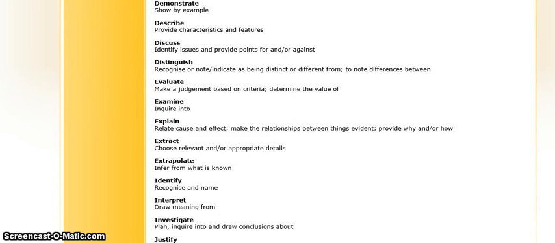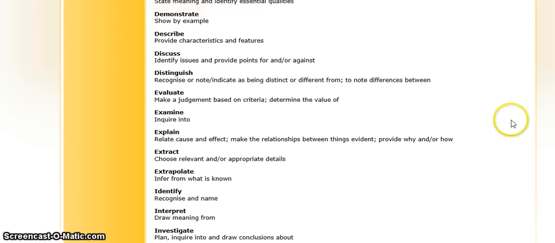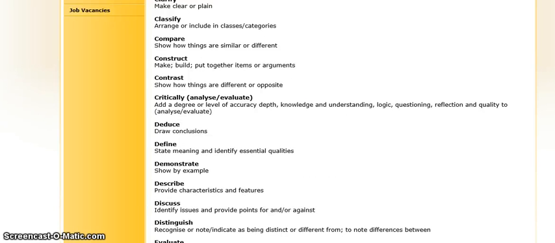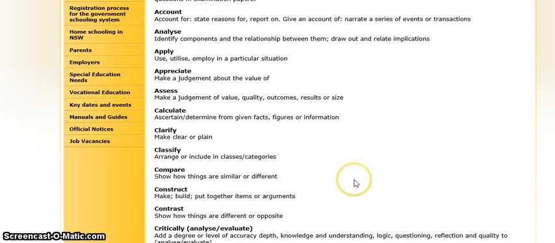So let's start with evaluation. To evaluate asks you to make a judgment based on criteria, determine the value of something. That's what evaluation is. You have to use a criteria in order to arrive at some sort of judgment. Okay, let's roll up to assess. Assess here: make a judgment of value, quality, outcomes, results, or size.